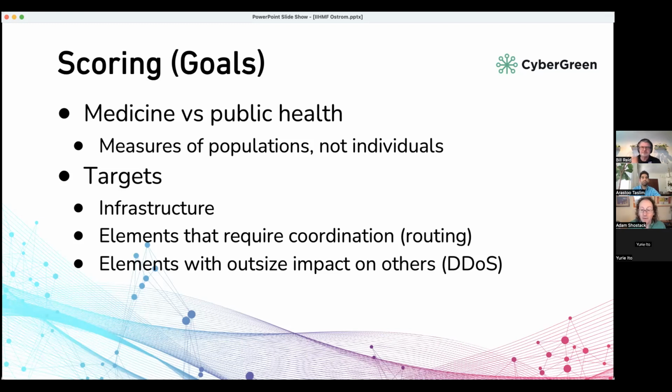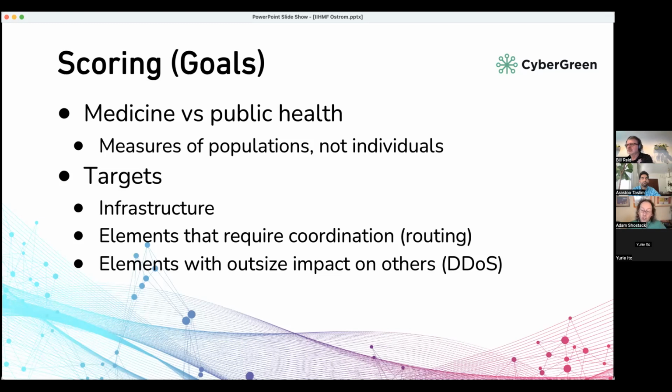Another piece that we really care about is elements with outsized impact on others. So for example, you might not care about your site being configured in a way that allows it to DDoS others because it's really harm to other people, and you're more concerned about people breaking in and stealing your information.